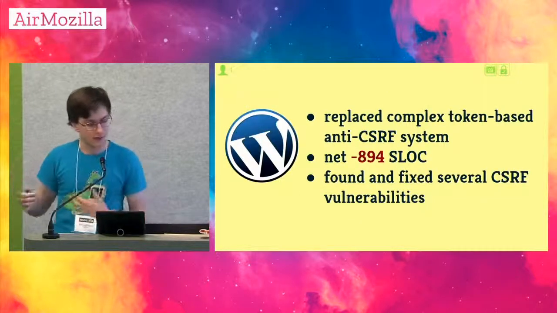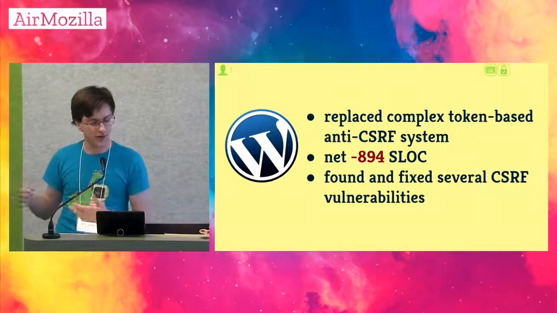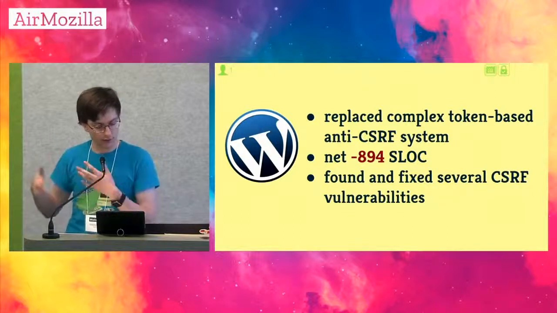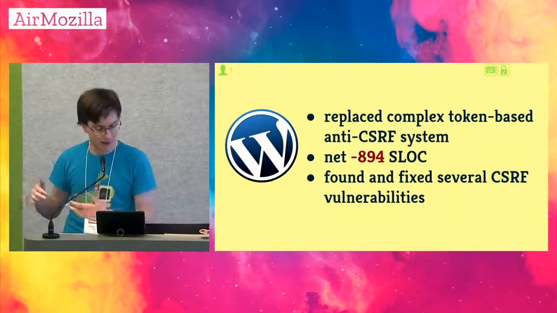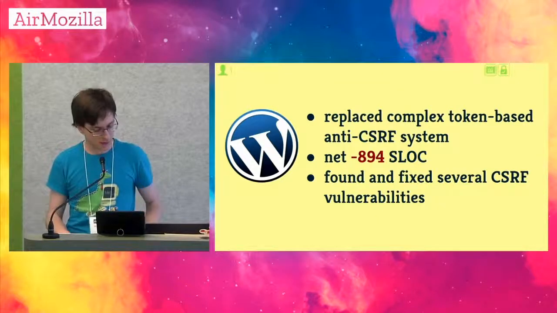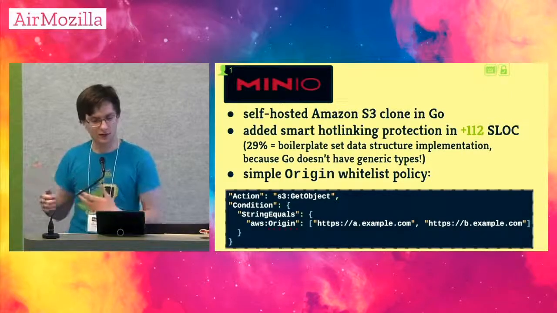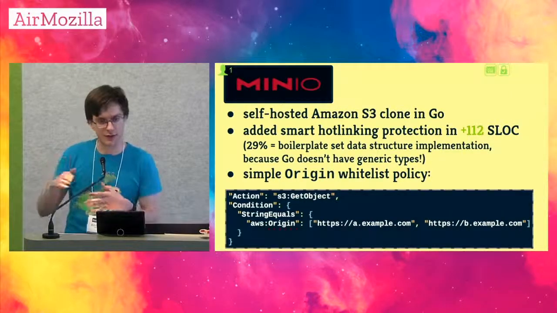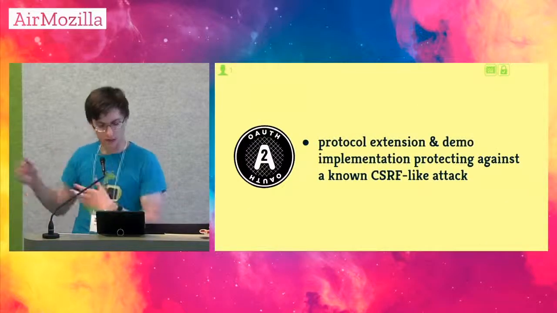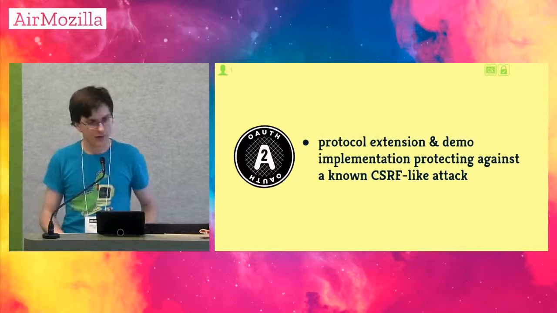We also took WordPress, which powers something like 25% of the internet, and started digging into its anti-CSRF code. And we actually found a number of new CSRF holes there. And so we stripped out the whole complex token-based anti-CSRF system they had, we dropped 900 lines from their code, and replaced it with some simple header checks which systematically fix all the CSRF bugs. We also took Minio, a self-hosted Amazon S3 clone, and implemented the sort of disclose origin header hot linking protection to that. And we took the OAuth2 protocol and used the same header scheme in order to mitigate a known CSRF-like pitfall in that protocol.